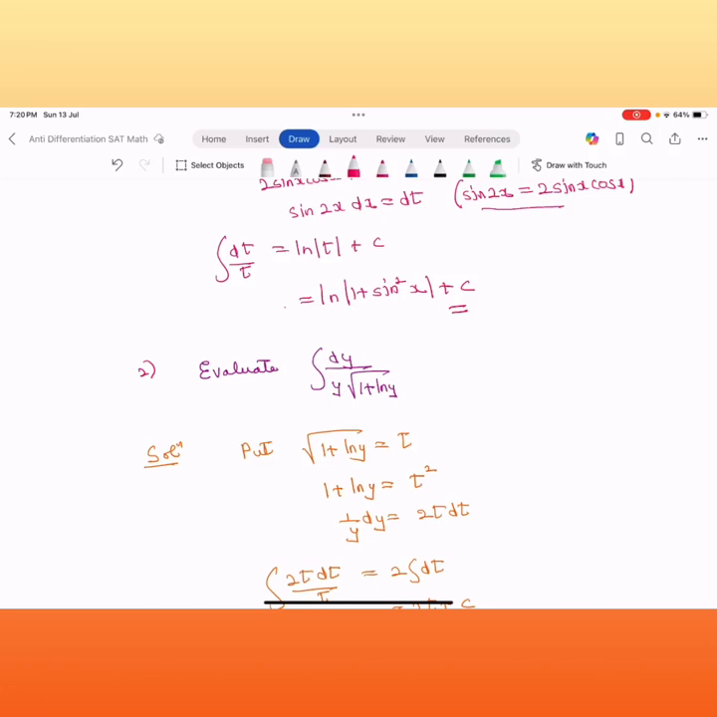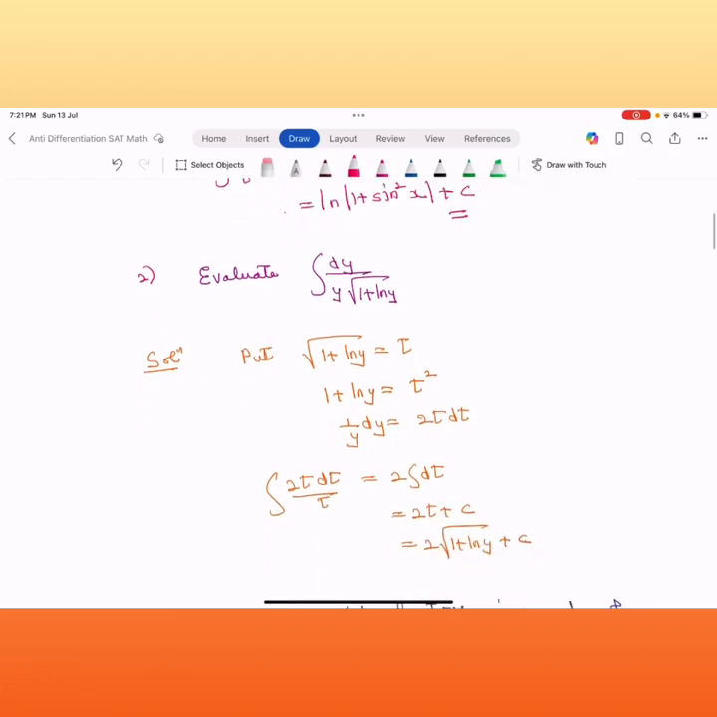Evaluate integral dy by y root 1 plus log y. Now here we make a substitution. Put root 1 plus log y as t. And when you square it, what do you get? 1 plus log y is t squared. Differentiate left hand side with respect to y, right hand side with respect to t. So you get 1 by y dy is 2t dt.